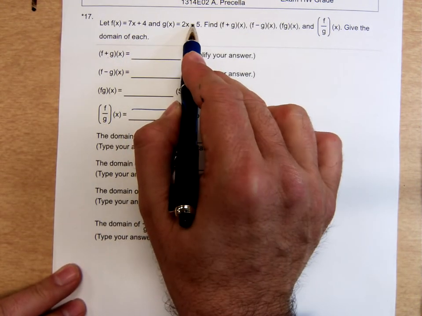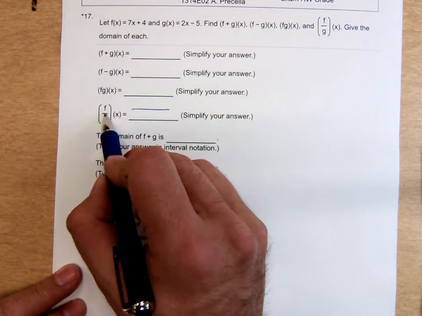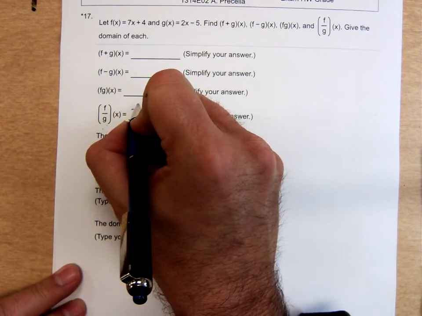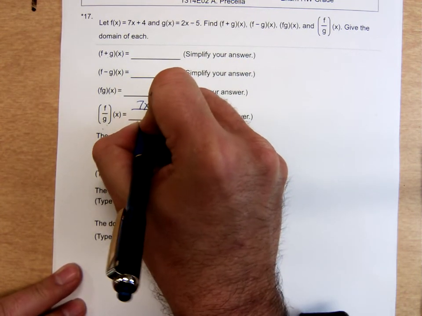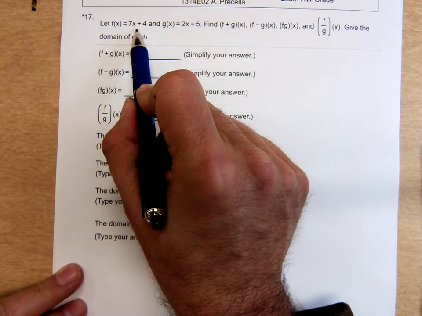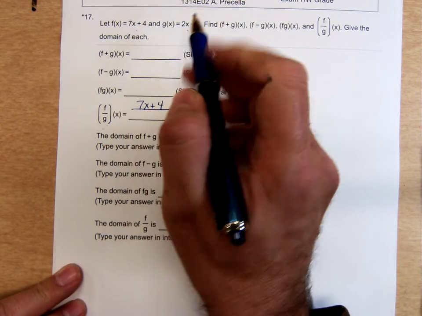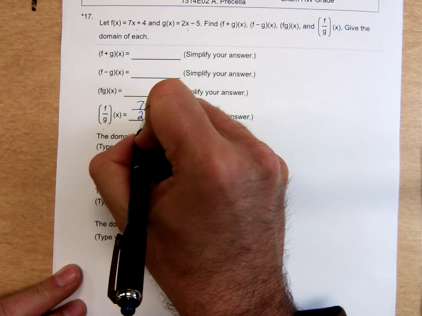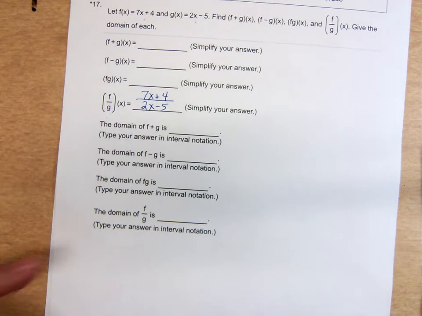So I'm going to do the f over g first, just because I'm filling that in. 7x plus 4 is f, and g is 2x minus 5. There. So f over g was the easiest one of those to find.